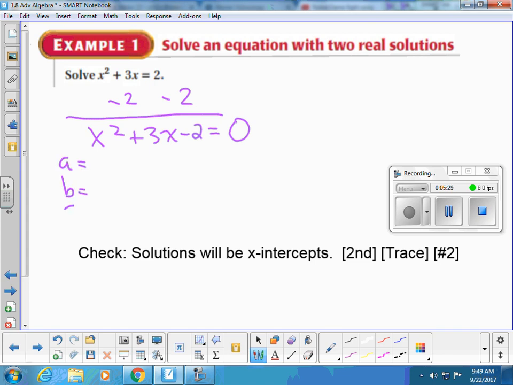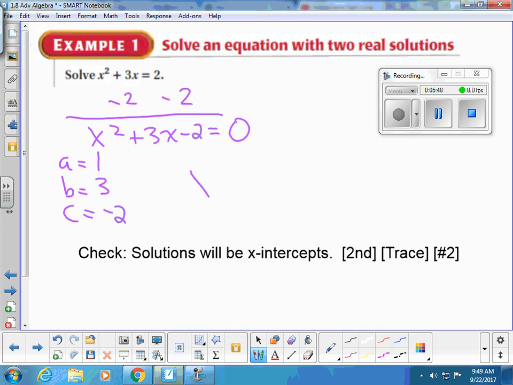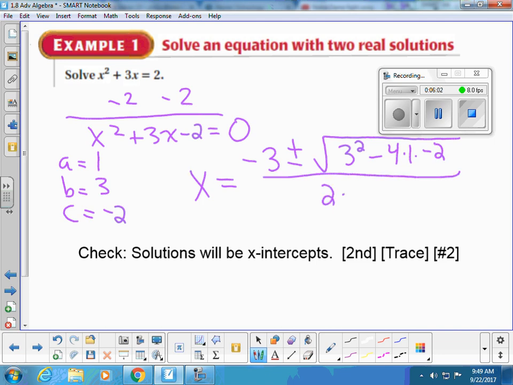A, B, and C. Hopefully, I mean, you've done this before, right? The quadratic formula? Yeah. So what's the A value? 1. What's the B value? 3. What's the C value? -2. So let's go ahead and slowly sing our quadratic formula song and plug everything in. X equals the opposite of B plus or minus the square root of B squared minus 4AC, all divided by 2 times A.